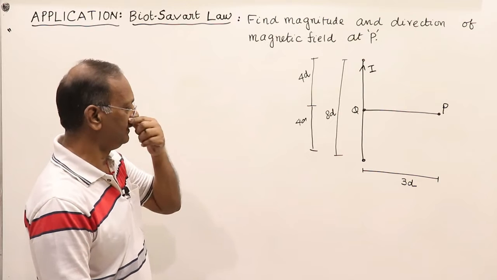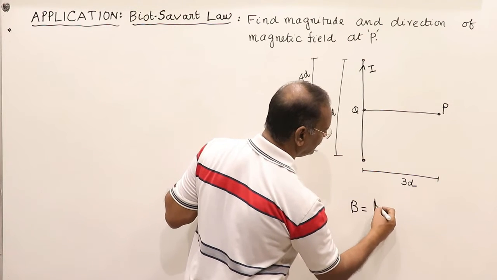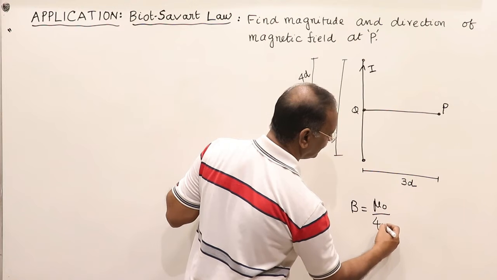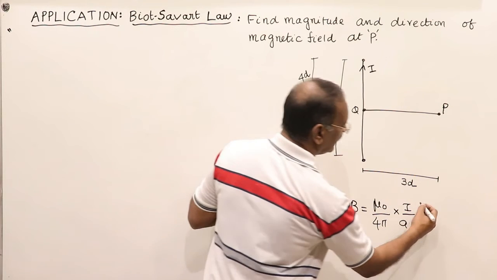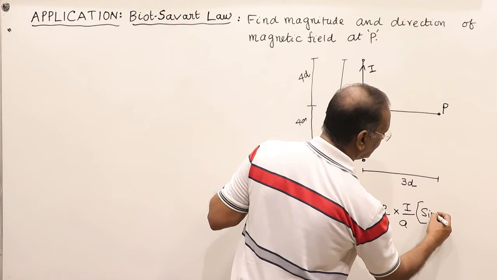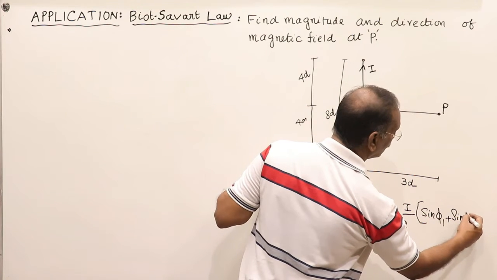Now we have to find out what the formula for magnetic field is. For magnetic field, mu naught by 4 pi, always say this one, I by A into sine of phi 1 plus sine of phi 2.